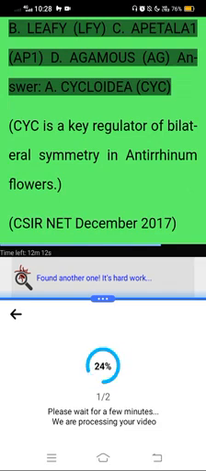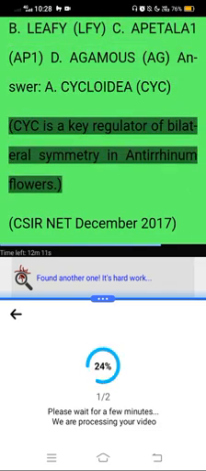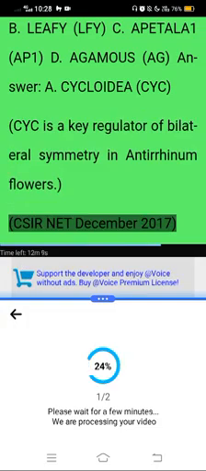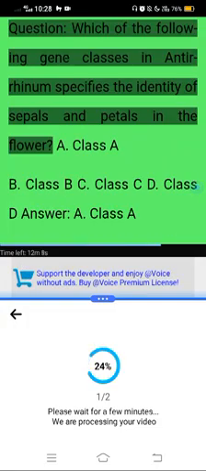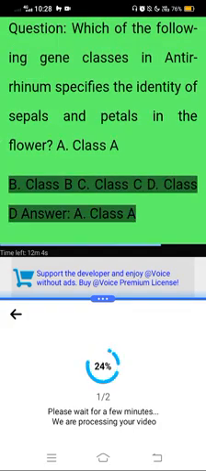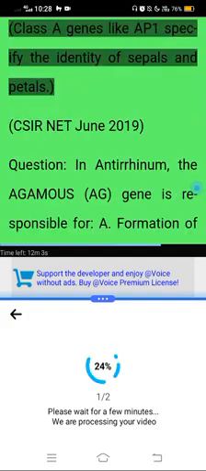A. CYCLOIDEA, CYC. CYC is a key regulator of bilateral symmetry in Antirrhinum flowers. CSIR NET December 2017. Question: Which of the following gene classes in Antirrhinum specifies the identity of sepals and petals in the flower? A. Class A. B. Class B. C. Class C. D. Class D. Answer: A. Class A. Class A genes like AP1 specify the identity of sepals and petals.